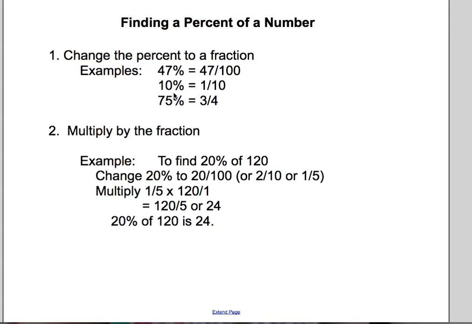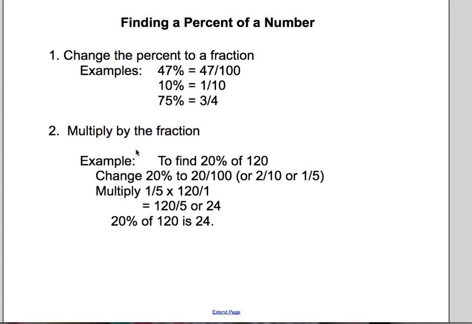Some percents we know in reduced form, like 10%. You probably all know that's 1/10. It's 10 over 100, but simplifies to 1/10. 75%, 3/4. 75 over 100 simplifies to 3/4. Okay, so the first thing you do is you change the percent to a fraction. The second thing you do is multiply by the fraction.